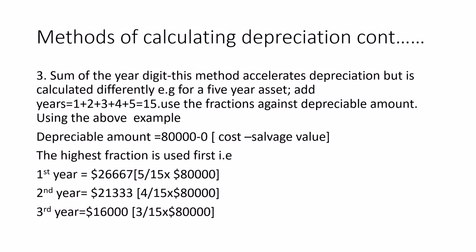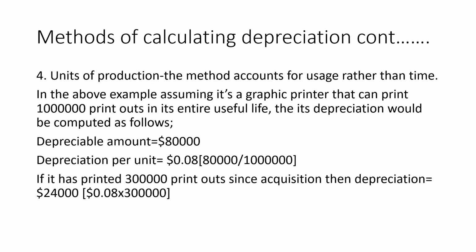26,667. Then the second year, you're going to get 21,333 because you're going to apply the fraction as 4/15 times $80,000. The third year we shall have 3/15 times $80,000, where we get $16,000 as the depreciation.